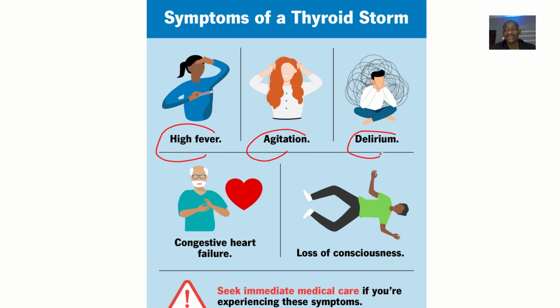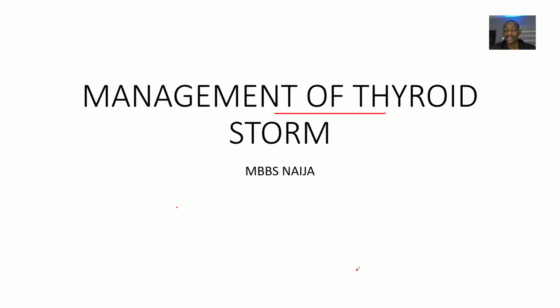Delirium, overthinking, depression, congestive heart failure, then loss of consciousness ultimately. All right. So these are the possible managements or treatments of thyroid storm.